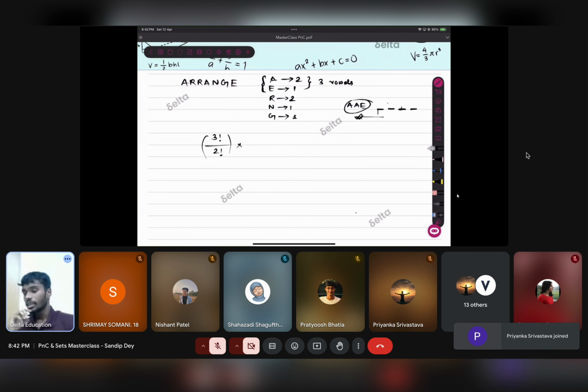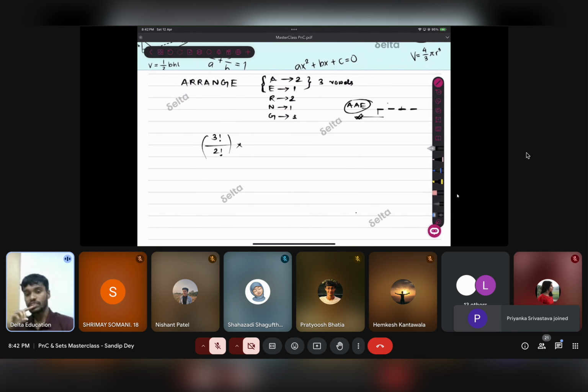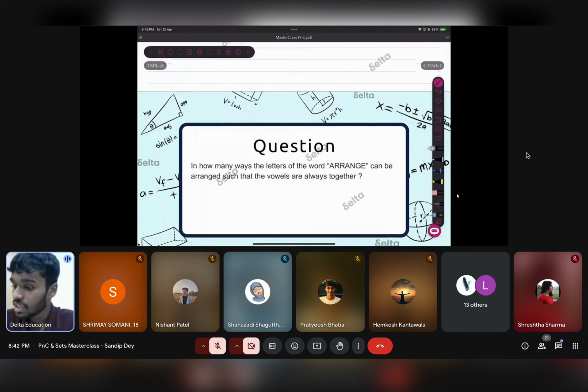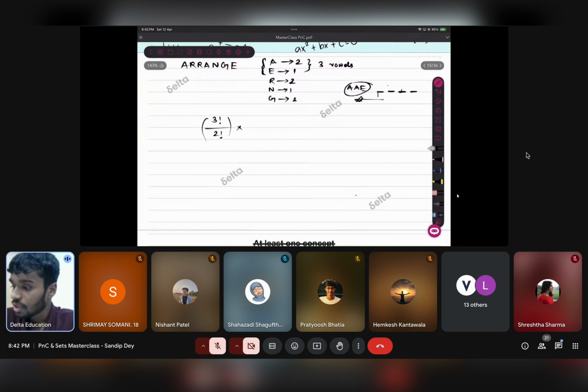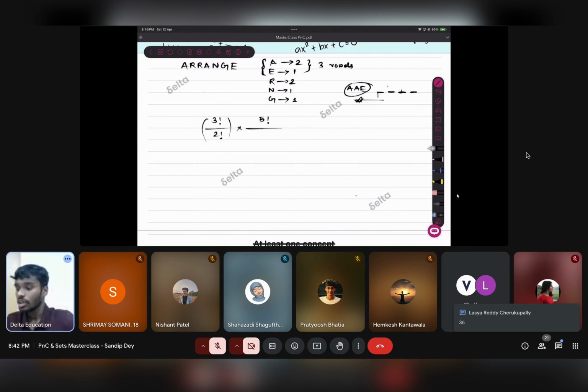Now also see that there are 2 R's. The frequency of R is 2. So again, I am going to apply that same letter combination formula. So how many total places do I have? 5 places, out of which 2 places are identical. That is, the 2 R's are identical. So I am going to divide it by 2 factorial. So this is going to be your final answer. Okay, makes sense?